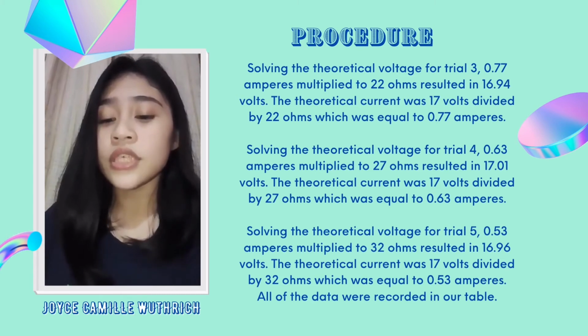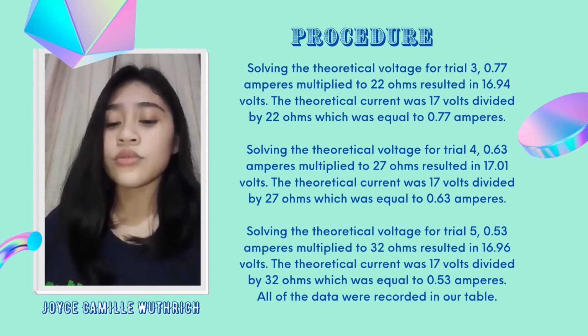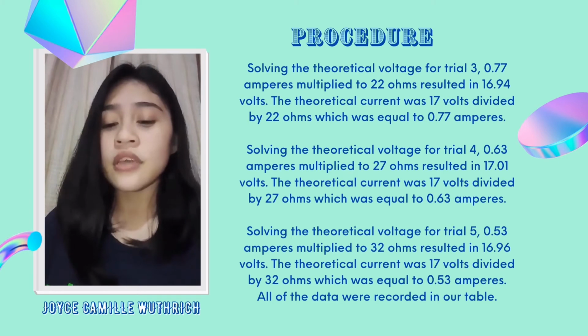Solving the theoretical voltage for trial 5, 0.53 amperes multiplied by 32 ohms resulted in 16.96 volts. The theoretical current was 17 volts divided by 32 ohms, which was equal to 0.53 amperes. All of the data were recorded in our table.